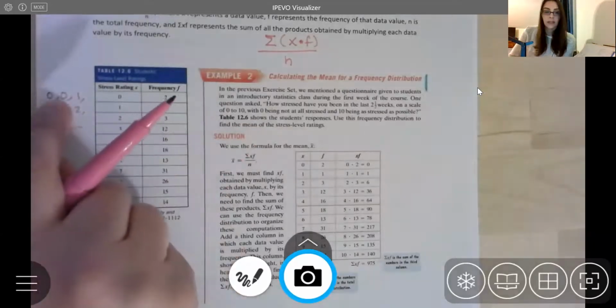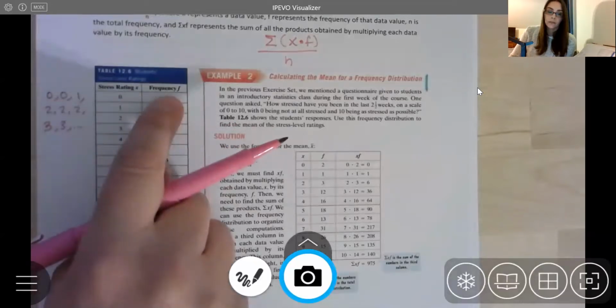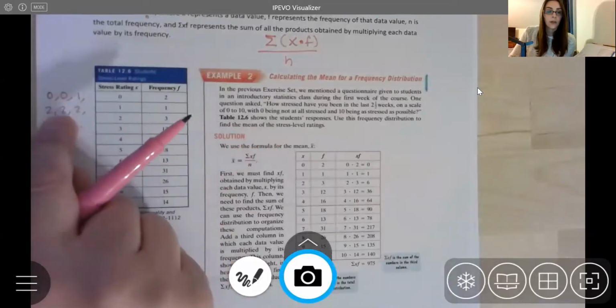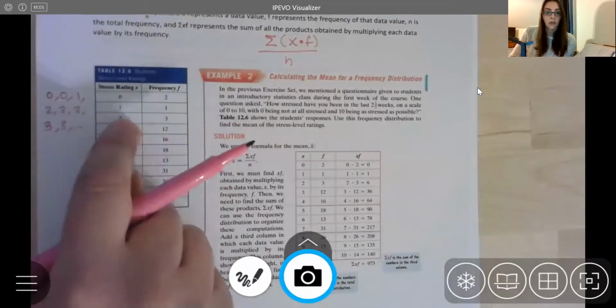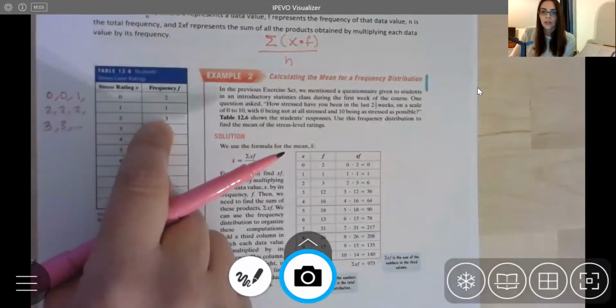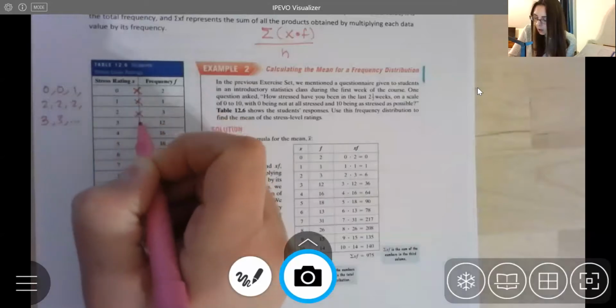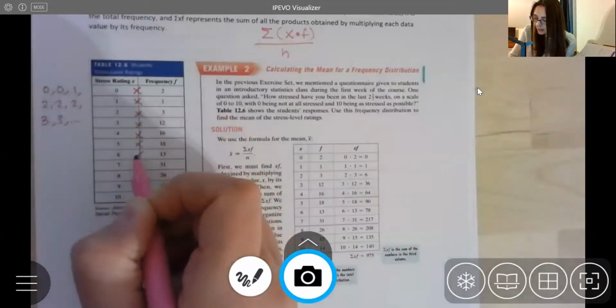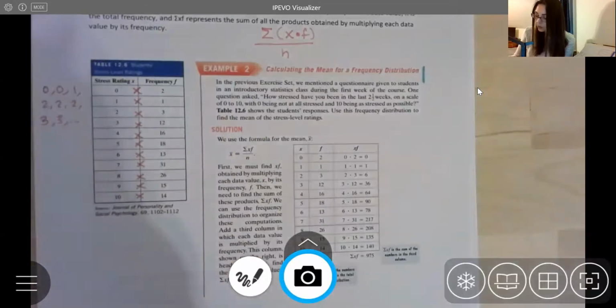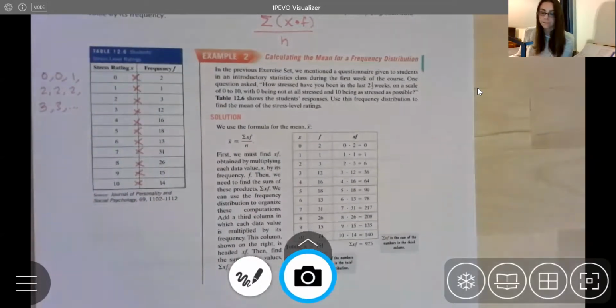So instead of doing 0 plus 0, I do 0 times 2, right? Instead of doing 2 plus 2 plus 2, which is 6, I do 2 times 3, which is 6. So we're using multiplication to help us quickly add up these values. So what you're going to do is multiply all these values straight across to get the total, and then you're going to go ahead and divide by the number of items after that.